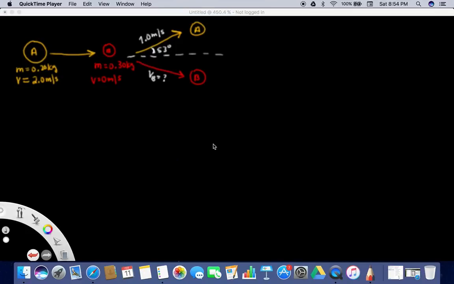Hey guys, what's up? So we're here today with a two-dimensional collision problem, specifically a collision problem that has to do with an elastic collision. So without further ado, let's get started with the problem.